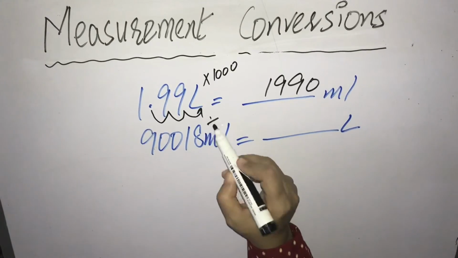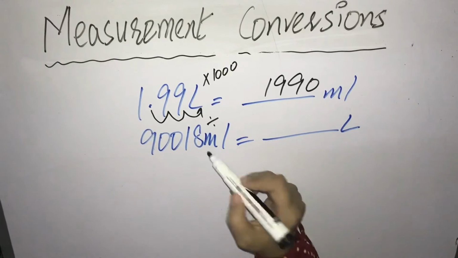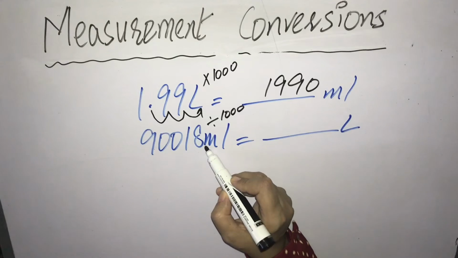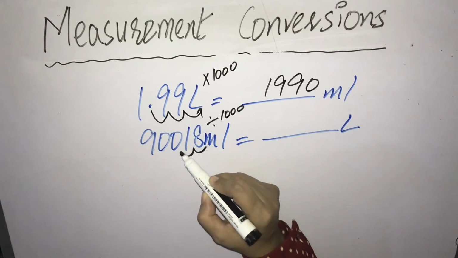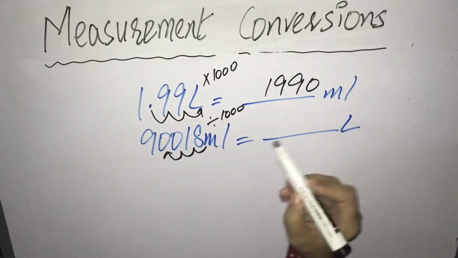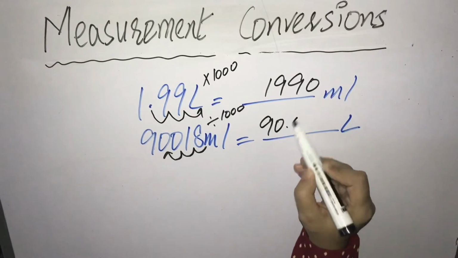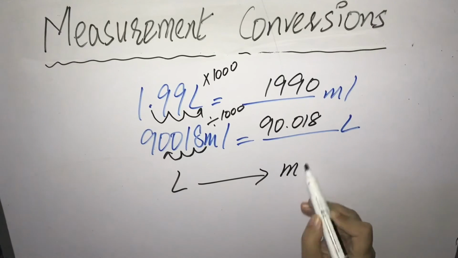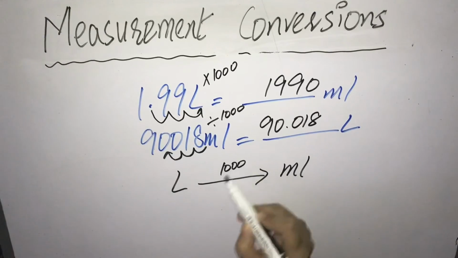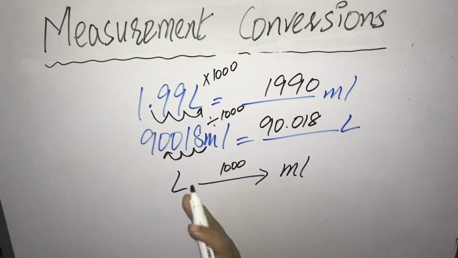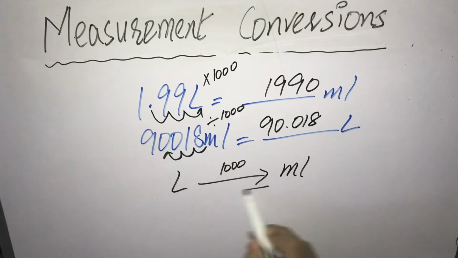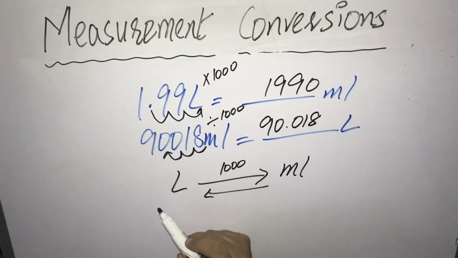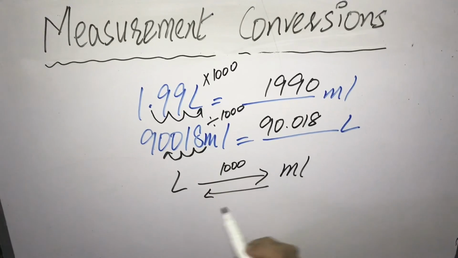Here you are going from milliliter to liter. Going towards a bigger unit, you have to divide, or you have to move your decimal from here 3 units back, so your answer will be 90.018. Simply, the relation is of 1000. When you go towards the smaller unit, your decimal moves towards the right, and when you go towards the bigger unit, your decimal moves towards the left. Both times it has to move 3 units.